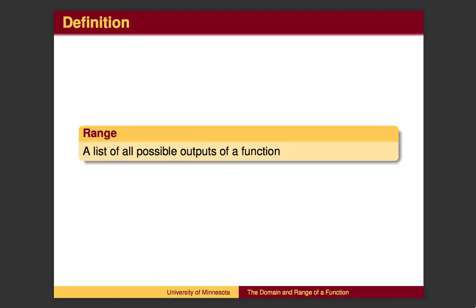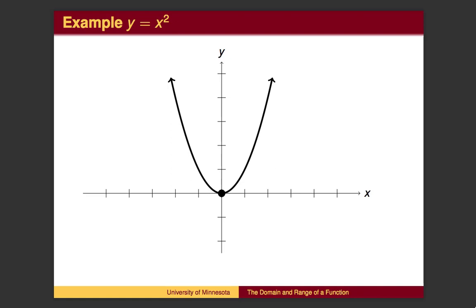A related idea is that of the range of a function. The range is the list of all possible outputs of a function. In other words, the range is the set of all y values. As an example, let's examine the function y equals x squared. The vertex is at the origin, and both branches point upward. We can think of the range as the portion of the y-axis on which the graph casts its shadow. If we move left and right from the graph, we see which portion of the y-axis is hit. In this case, the range is all y values greater than or equal to 0.